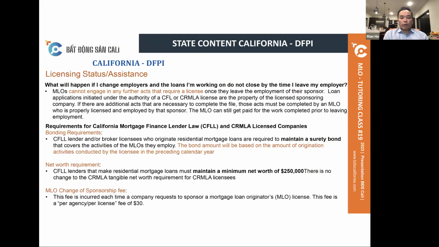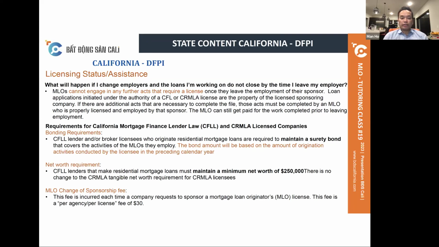Okay, net worth requirement. Not only that, the licensee for a CFLL or CRMLA licensed company, right, has a surety bond. Now you also have to have enough net worth. Okay, meaning that in your checking account, your assets, your equity need to have a certain required dollar amount. So CFLL lenders that make residential mortgage loans must maintain a minimum net worth of $250,000.